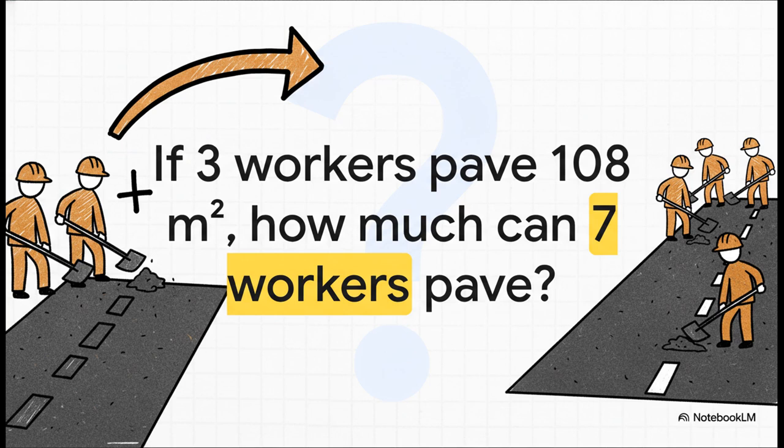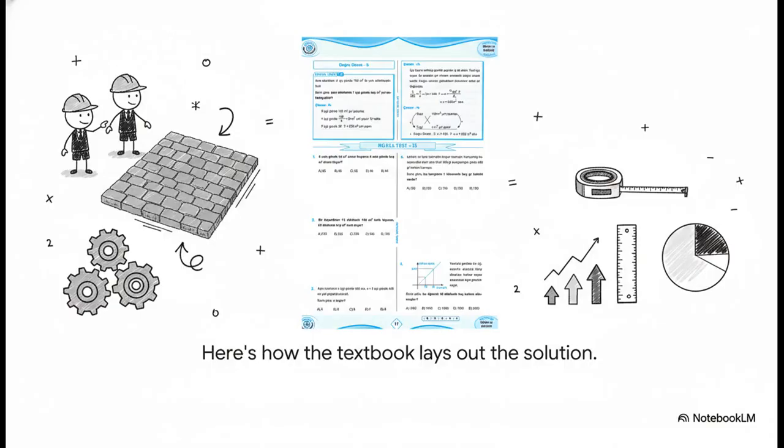Here's a classic problem. It makes sense that if you have more workers, you should be able to pave more asphalt, right? That's a textbook case of direct proportion. So how do we figure it out? And here we see the textbook's approach. It sets up the relationship between the number of workers and the area they can cover. Let's break down the logic behind it.